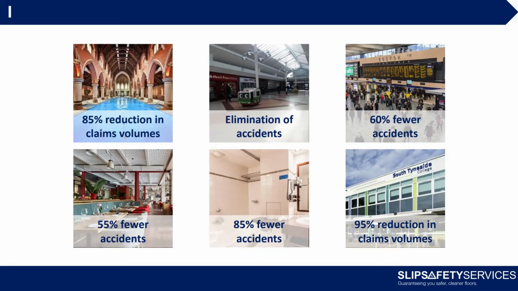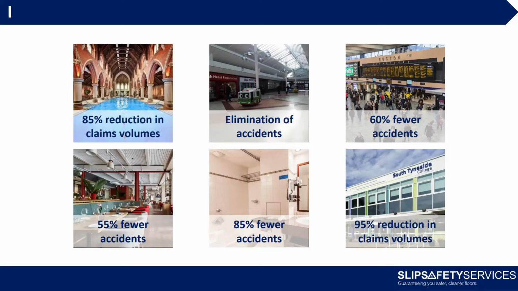A swimming pool operator where we helped them to reduce their claims volumes from 1 per week to 1 per month. That's a massive saving. That's a £400,000 a year saving based on a £10,000 average claim. A shopping centre we helped to eliminate accidents. And I'm saying we helped them because it's not as if we've got a magic wand that solves all of your problems. We can support you and work with you, but there are elements that you would need to do as well.